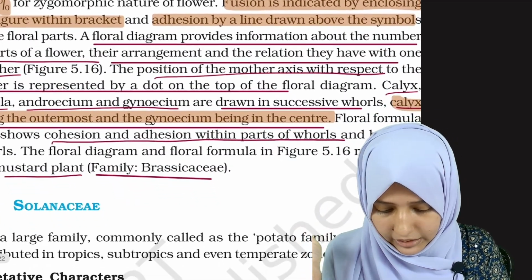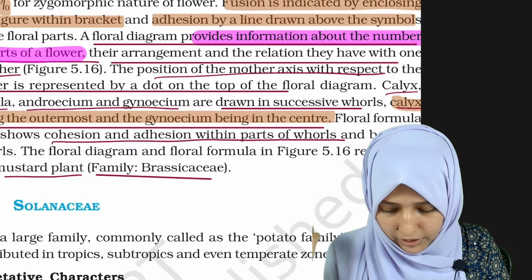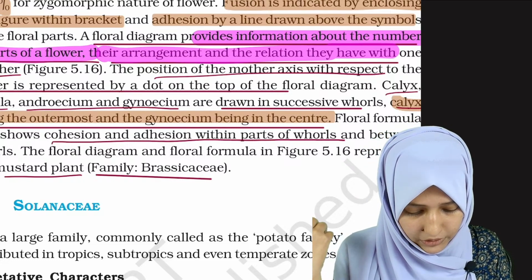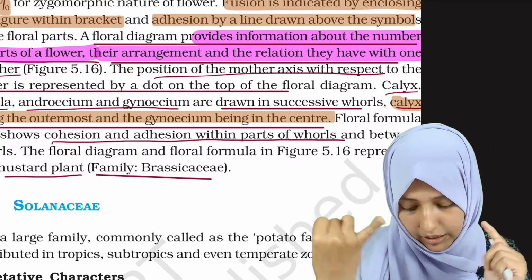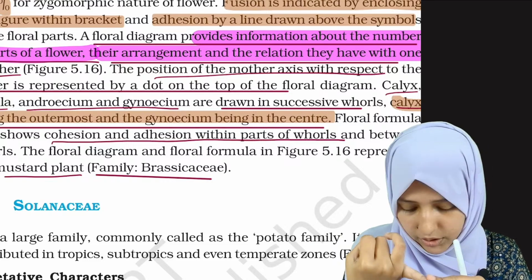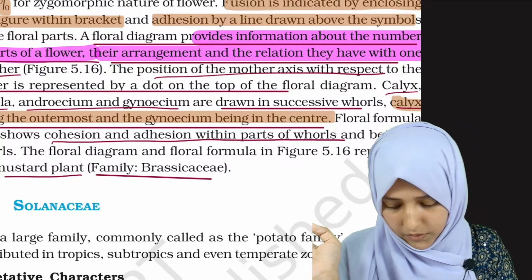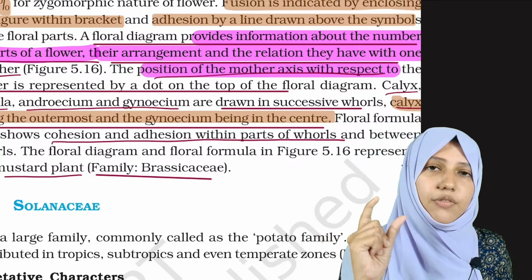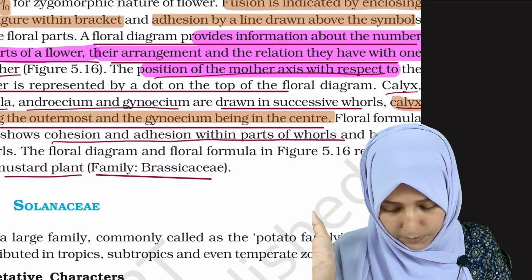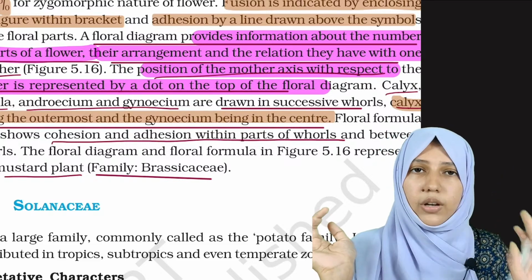And now what are the characteristics of a floral diagram? It will provide information about the number of parts of a flower, their arrangement and the relation they have with each other. And the position of the mother axis. This is an important point. The position of the mother axis with respect to the flower will be represented by a dot at the top of the floral diagram.